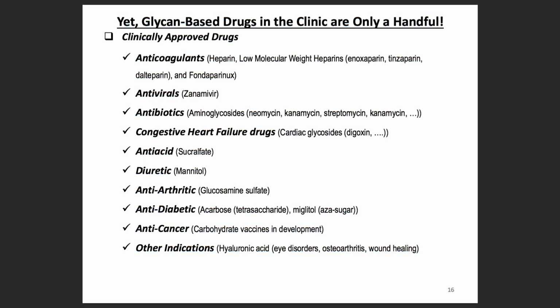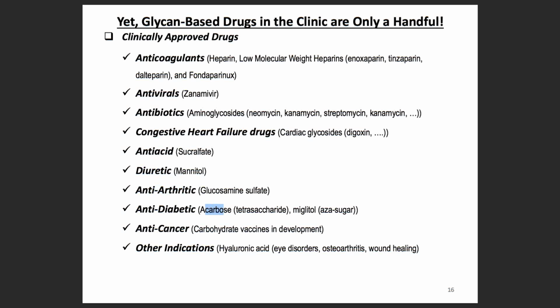There is a good diuretic, mannitol. Mannitol is a carbohydrate. It's not a cyclic structure, it's a linear structure. There is an anti-arthritic agent, which is glucosamine, chondroitin. You can see this commonly used by elderly people. Acarbose is an anti-diabetic. It prevents the absorption of glucose because it inhibits alpha-glucosidase. Miglitol is also similar, it inhibits alpha-glucosidase.